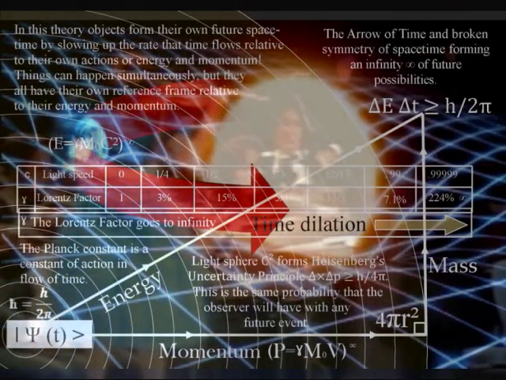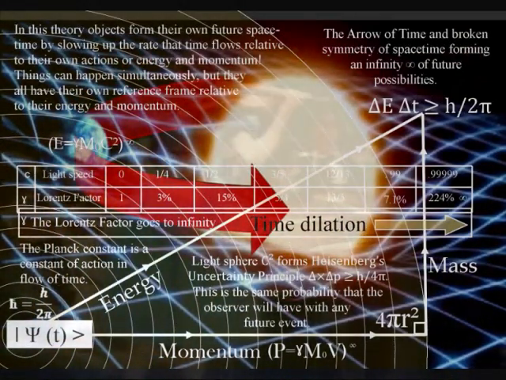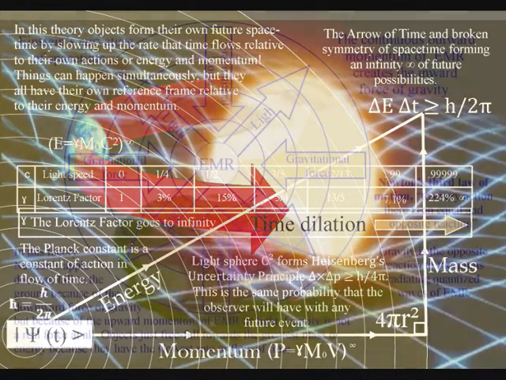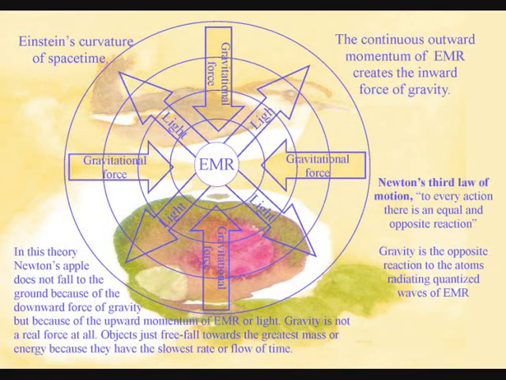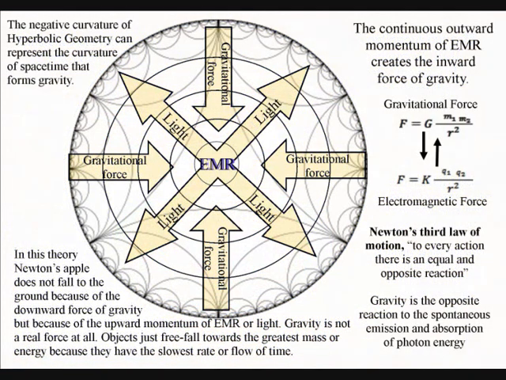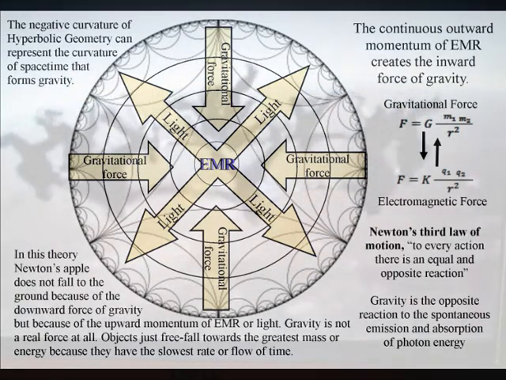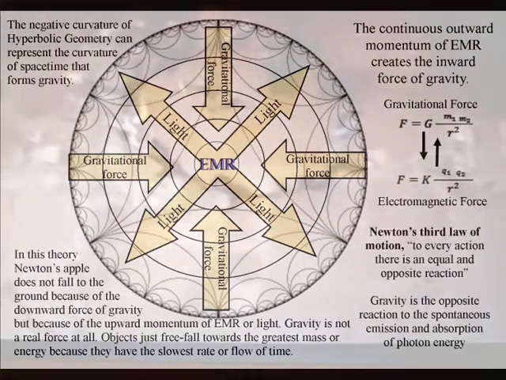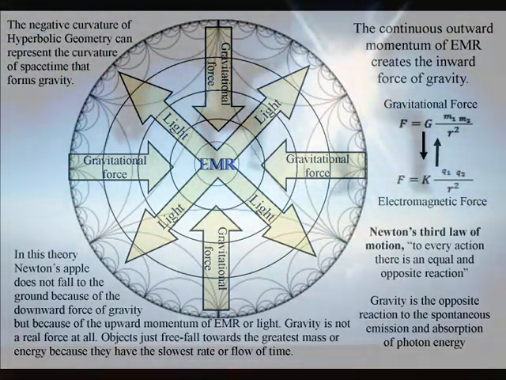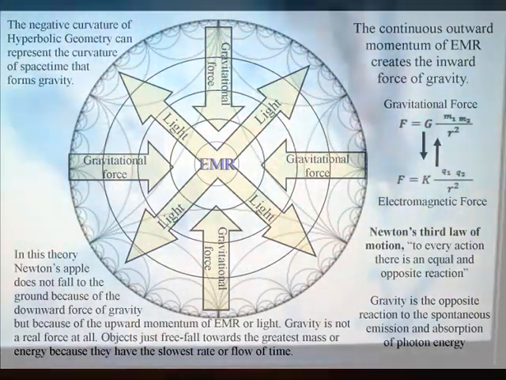Therefore, Newton's universal law of gravity is part of this process. In this theory, Newton's apple does not fall to the ground because of the downward force of gravity, but because of the upward momentum of electromagnetic radiation or light. Gravity is not a real force at all. It is a secondary force to the electromagnetic force. Objects just freefall towards the greatest energy because it has the slowest rate of time, or the greatest time dilation.